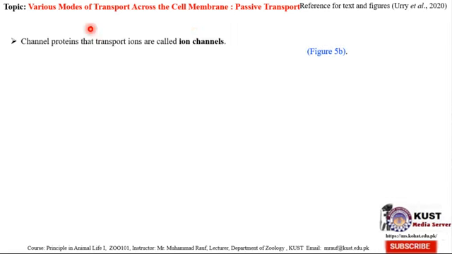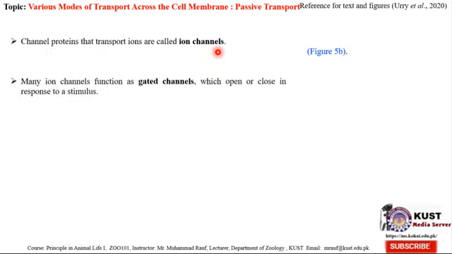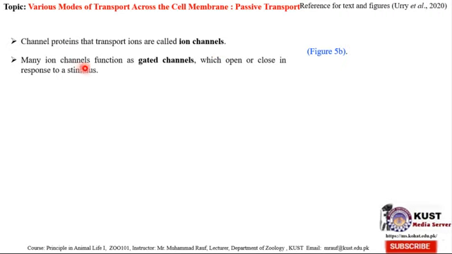The channel proteins that transport ions are called ion channels. Many ion channels function as gated channels because they are not always open. They are like gates. When someone is waiting outside, then they are opened. When there is no invading molecule, then they are in a closed state. But this opening and closing does not occur on its own. There must be some kind of stimulus.